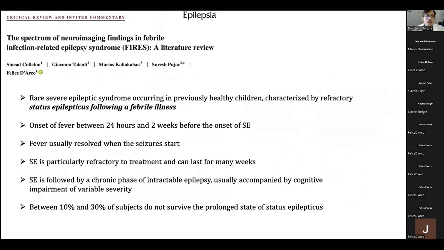Neuroinflammation, of course, plays an important role. It seems to be the key pathophysiological mechanism in some syndromes characterized by severe epilepsy related to febrile events. And of course, FIRES, the febrile infection-related epilepsy syndrome, is probably the most famous syndrome with this characteristic. This is a review published by your group, so you know this paper very well. This is a rare severe epileptic syndrome occurring in previously healthy children, characterized by refractory status epilepticus following a febrile illness.